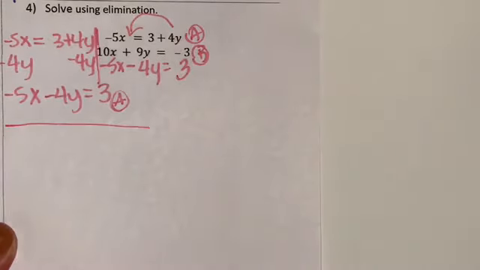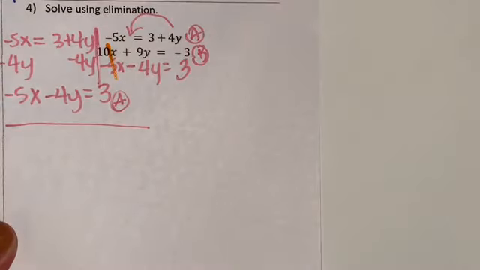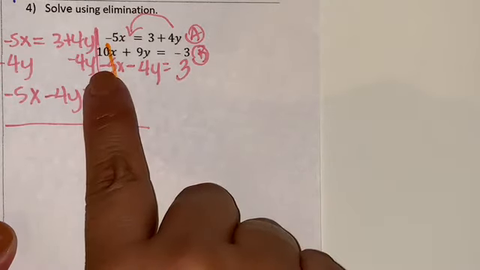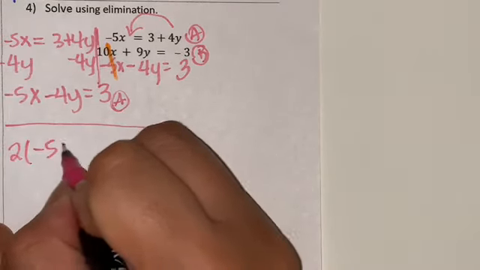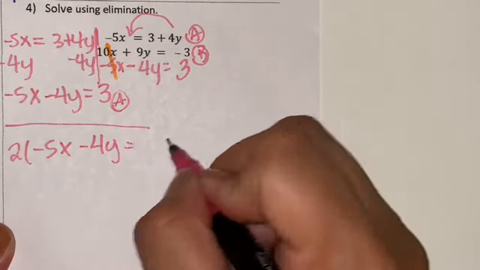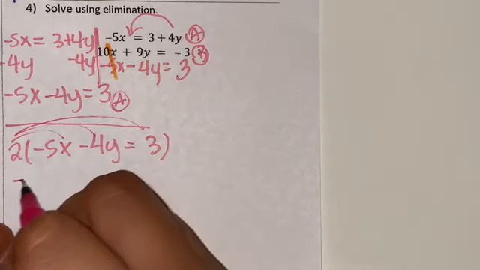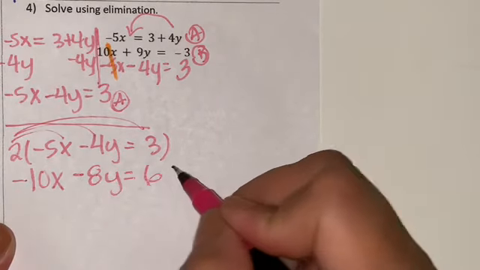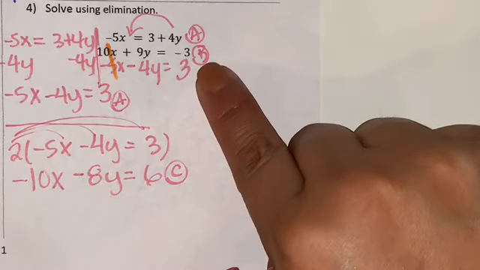Okay, so we're done with those. So we need to go ahead and look at what variable we want to eliminate. 5 and 10 are in the same family, so let's eliminate x. And we just need to multiply equation A by negative, or by positive 2. So you're going to say 2 times negative 5x minus 4y equals 3. You're going to distribute the 2 to each term. So I have negative 10x minus 8y equals 6. This is equation C. I'm going to add C and B together.